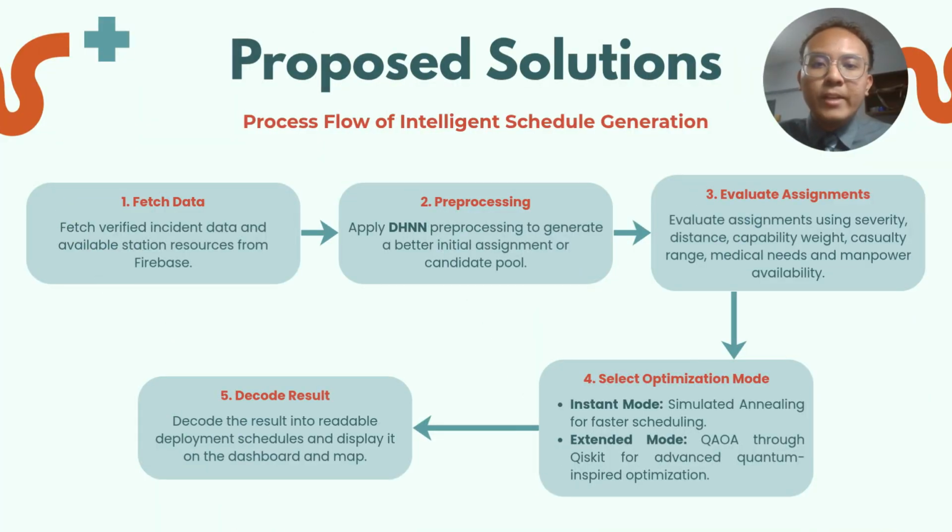For the intelligent scheduling part, the system first fetches the verified incident data and available station resources from Firebase. Then, the DHNN preprocessing is applied to generate a better initial assignment, or the candidate pool. Each possible assignment is evaluated based on the severity, distance, station capability, casualty range, medical needs, and manpower availability.